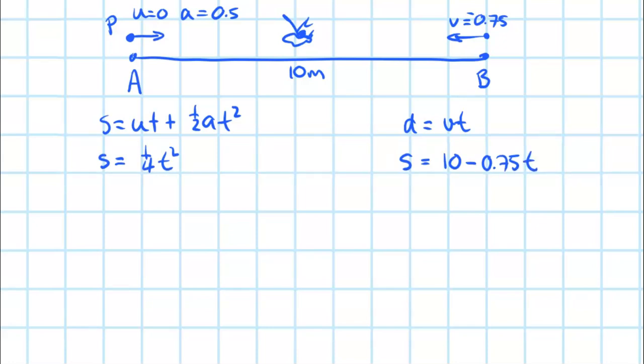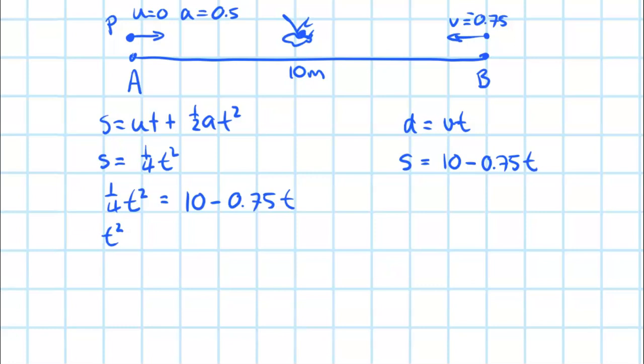Right, so we have two equations, both are displacement, and these particles are going to collide and are in the same position. So we equate those two together. A quarter t squared is equal to 10 minus 0.75, which is 3/4, of t. We can get rid of these fractions by multiplying both sides of that equation by 4. We get t squared on this side. On the other side, we get 40 minus 3/4 times 4, which is just 3t.